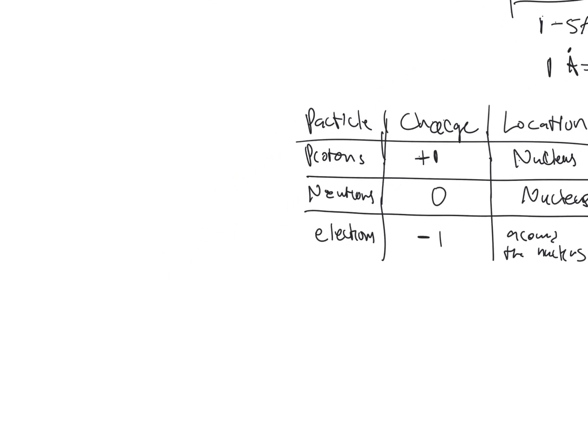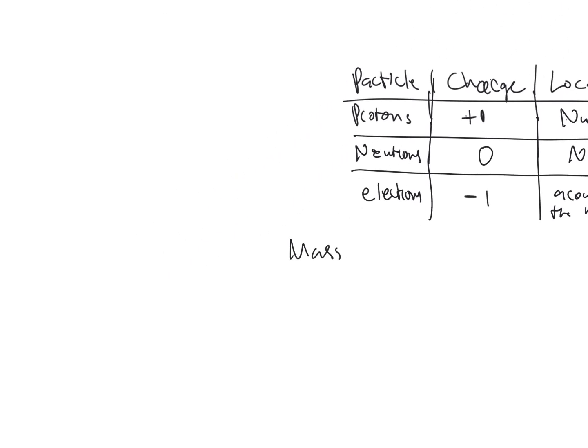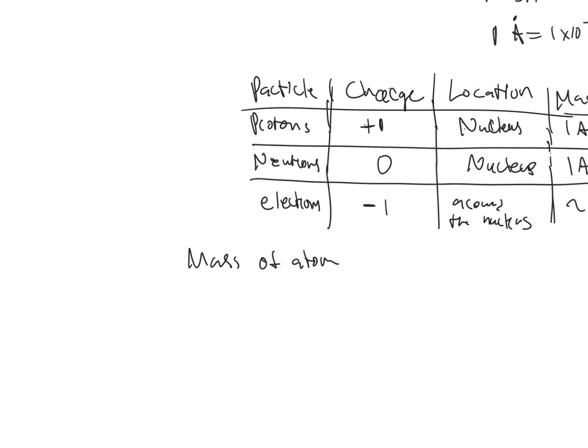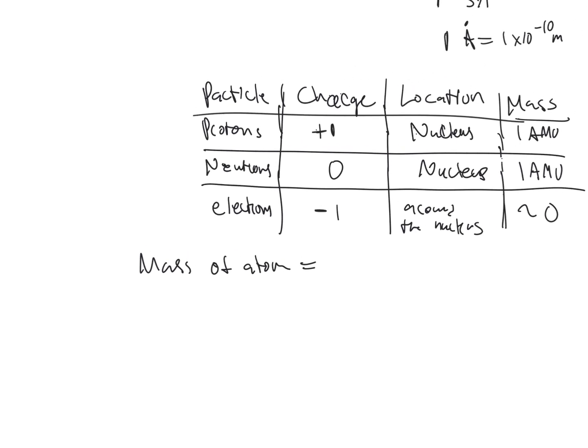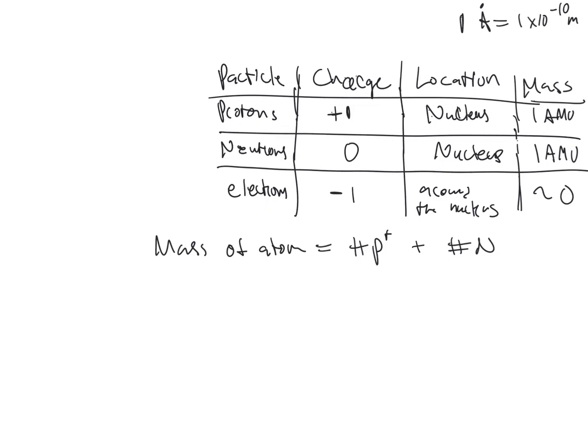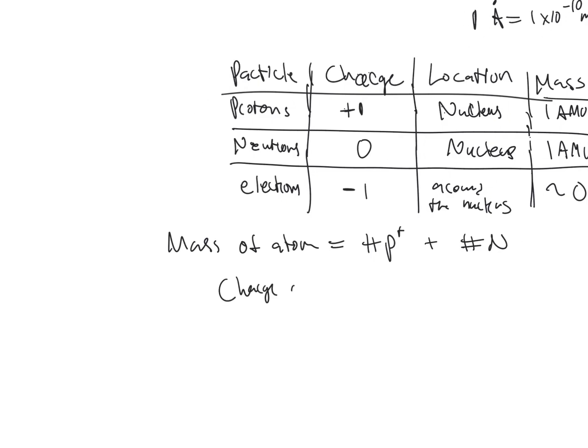Now, the mass of any atom can be determined by adding together the number of protons with the number of neutrons, and that will get you the overall mass of the atom. Now, if you want to look at the charge of an atom, that would be the number of protons minus the number of electrons, where if this number is greater than 0, you have a positive charge, but if it's less than 0, you have a negative charge.